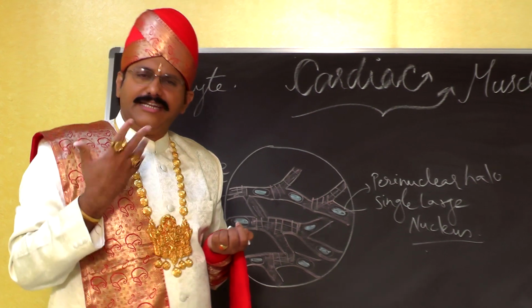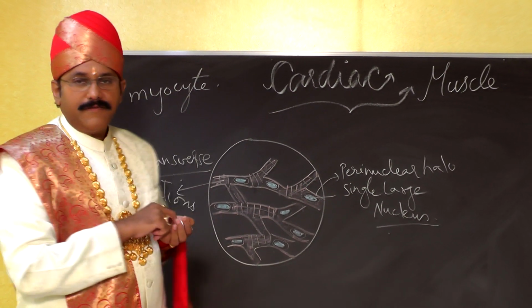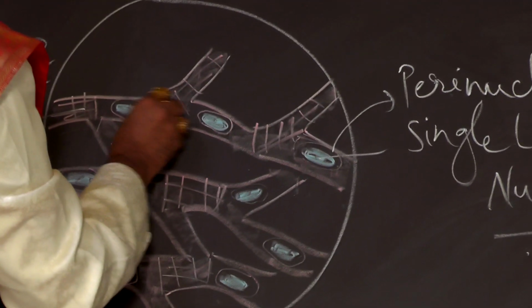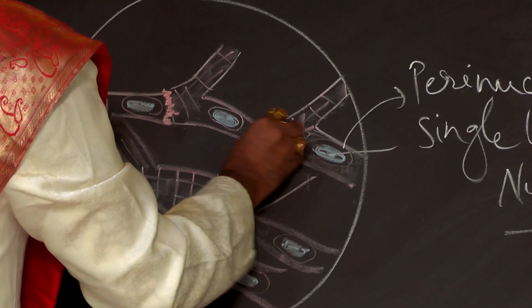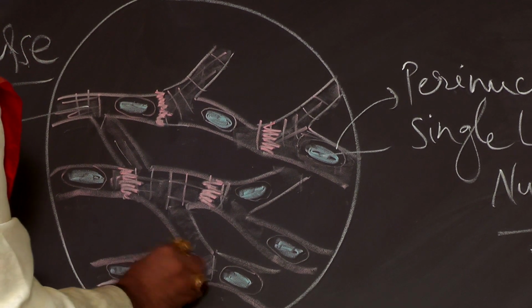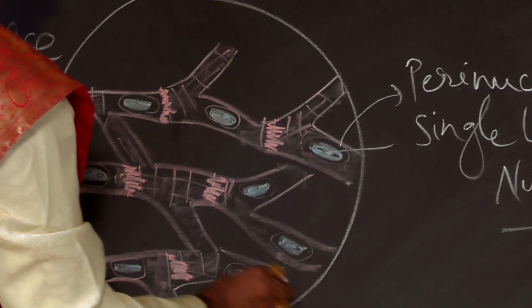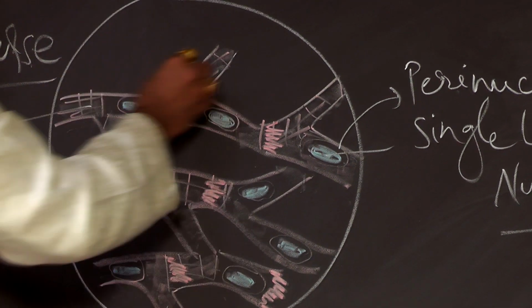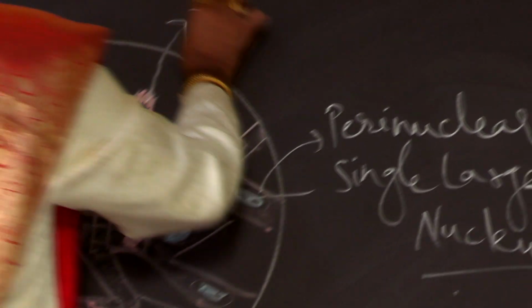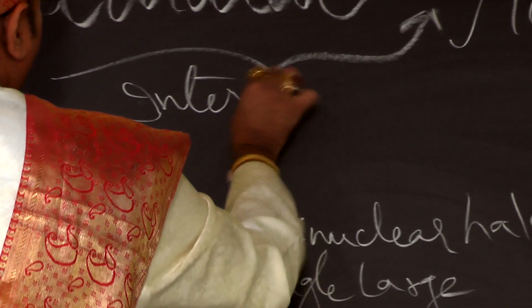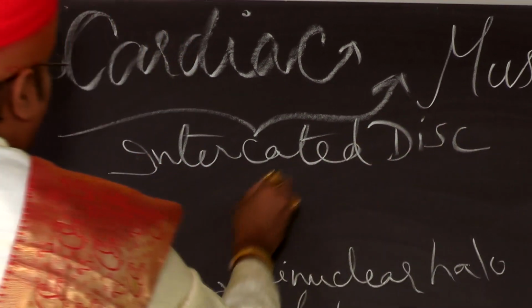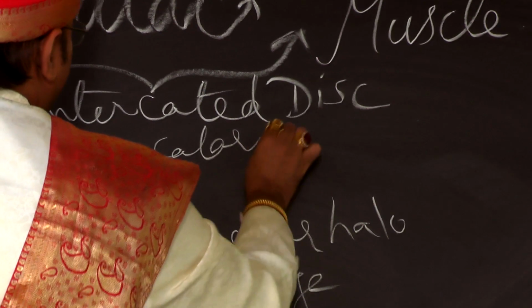Now it has its own particular feature. What is that feature? It shows intercalated discs, also called intercalary discs. So here, the feature of cardiac muscle is the intercalated discs, which are also called intercalary discs.